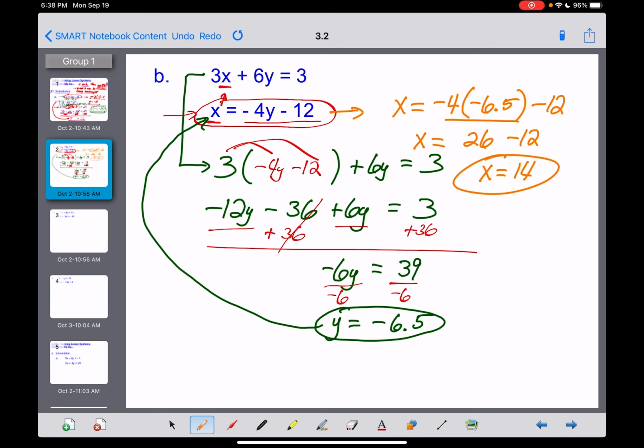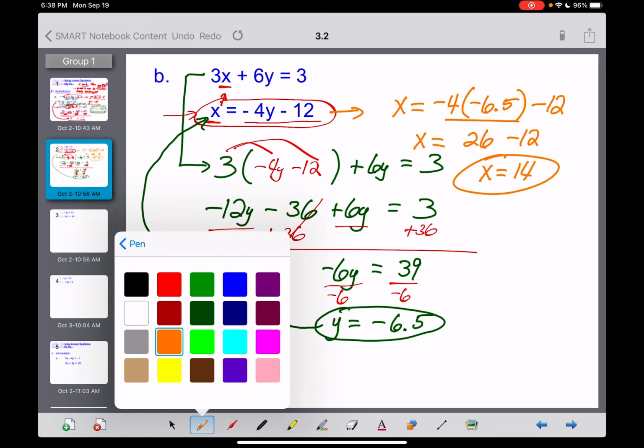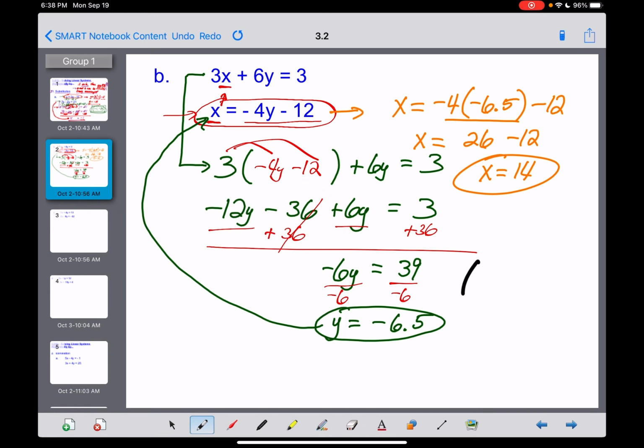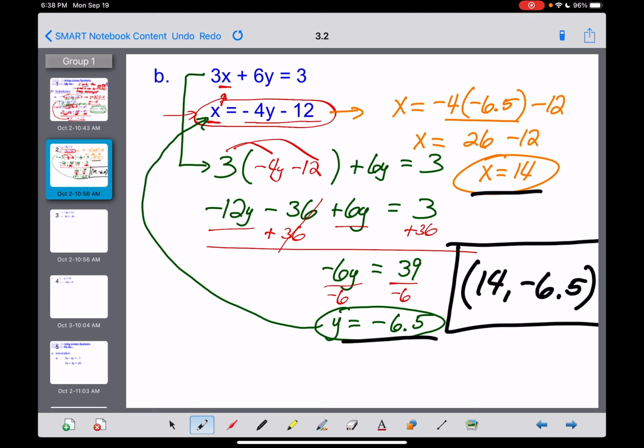So we now know what x is. We now know what y is. So let's go nice and bold in black here, everybody. In fact, we'll make the pen fatter. Let's put it all together. Our solution is the ordered pair x comma y. X is 14. And then our y value here is negative 6.5. Good, I made that bold enough you could see it from space. And that would be your answer there.